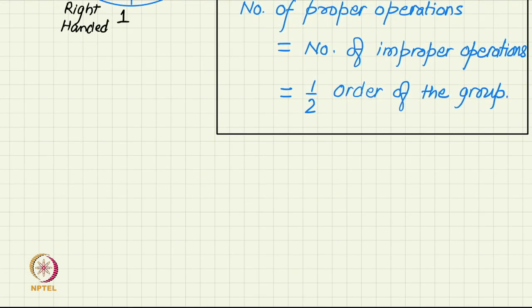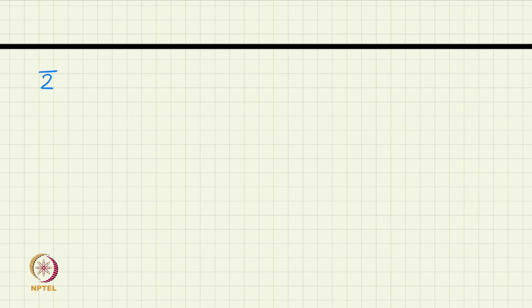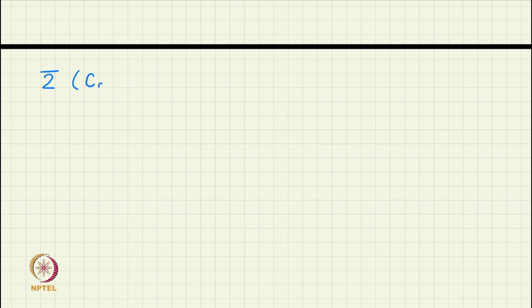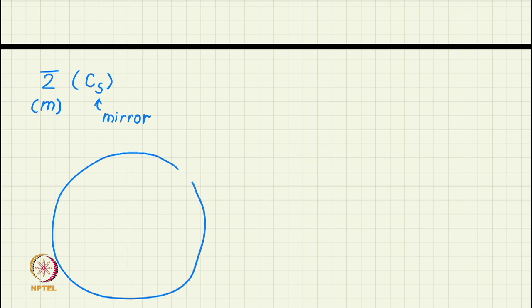So, let us go to the next group 2 bar, which the Schoenflies notation for this is Cs. S stands for the German word for mirror, and sometimes in Hermann-Mauguin notation also 2 bar can be represented as m to represent that this is actually a mirror plane. So, this is also a simple point group, we can quickly develop its stereogram and the operations it represents.